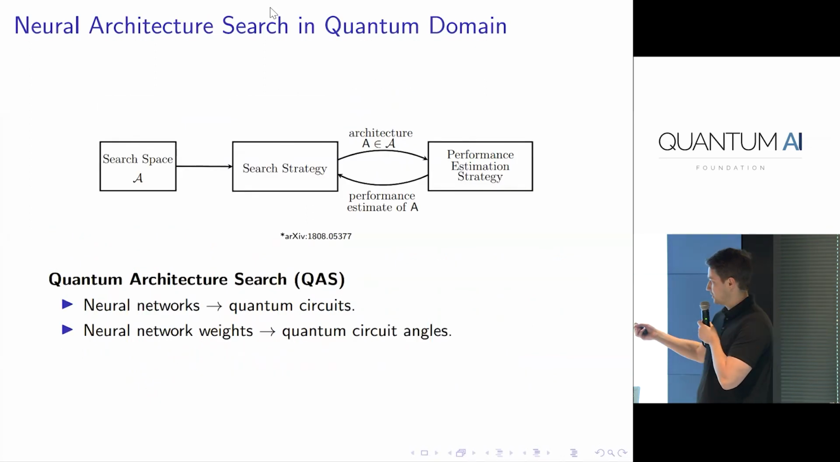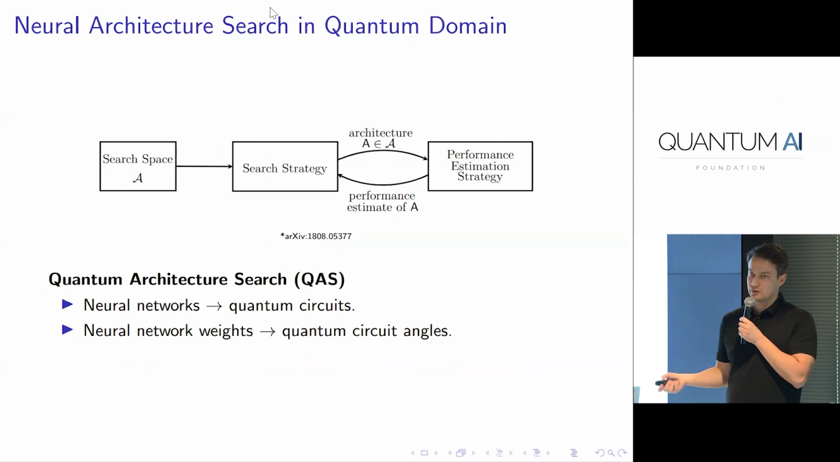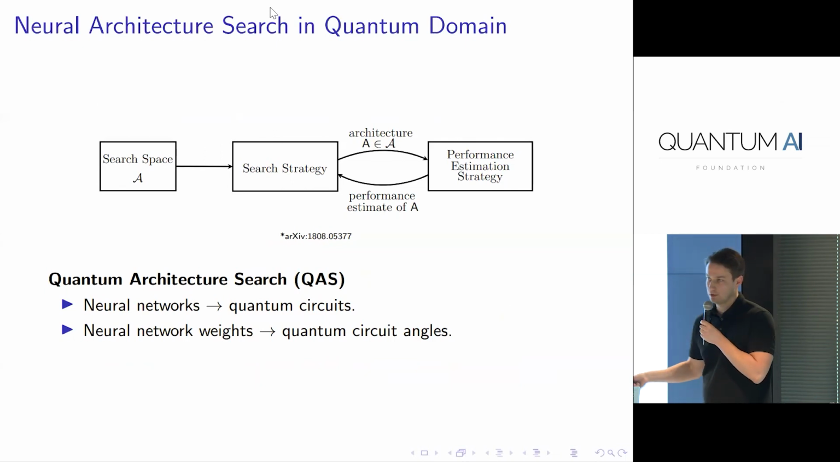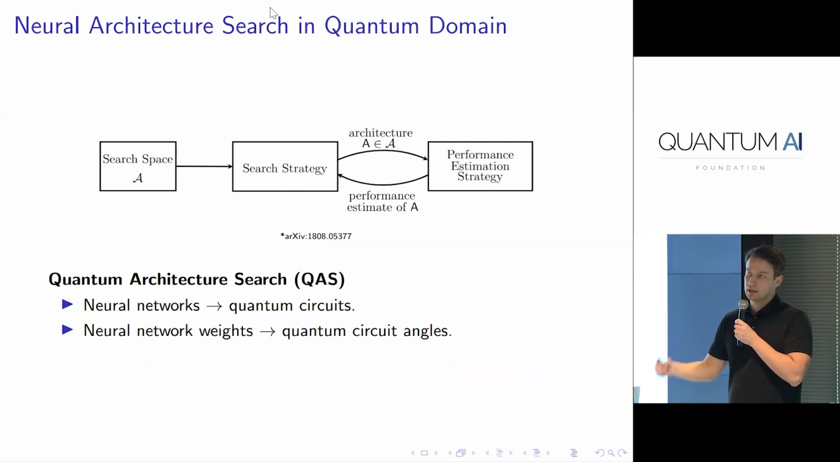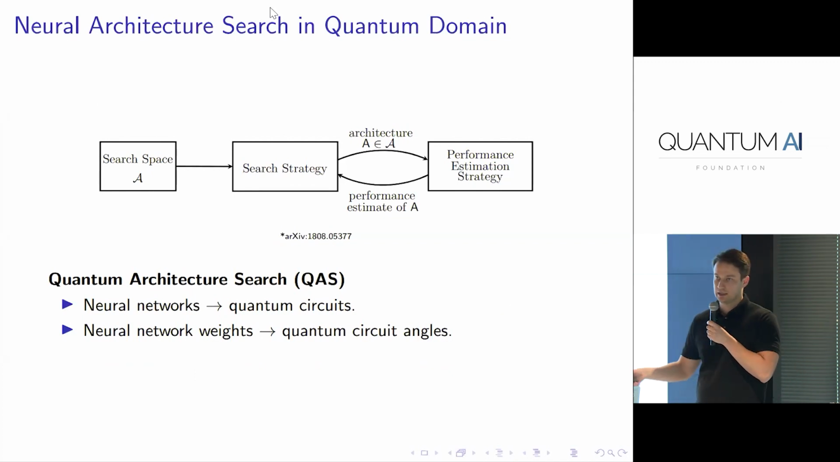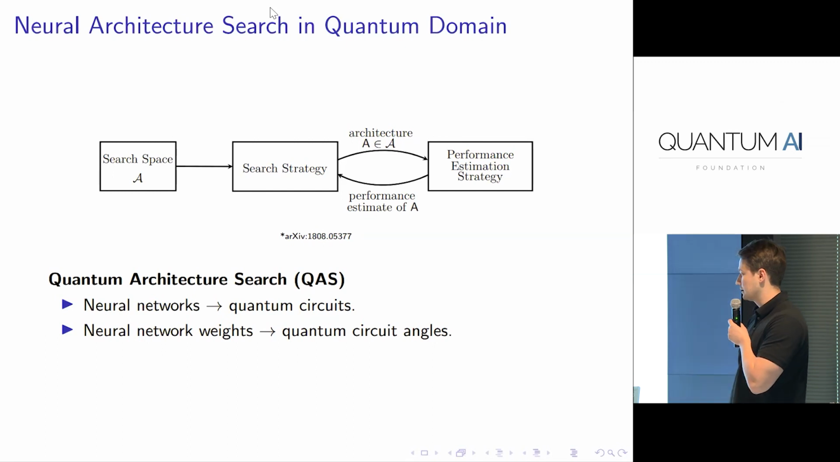So I guess this is straightforward, that the blocks in the neural networks correspond to the gates in the quantum circuits. The weights of the neural network you can easily map into the parameters of the quantum circuit, the angles.